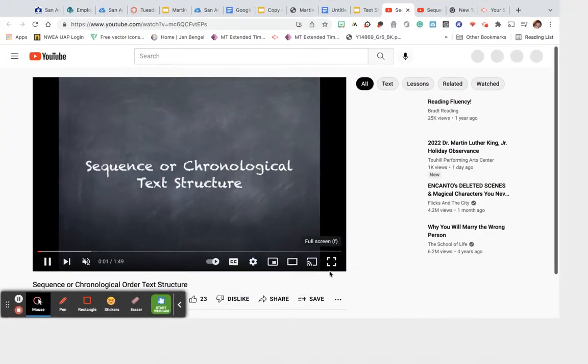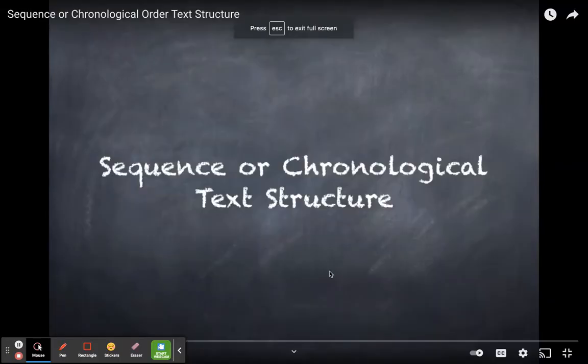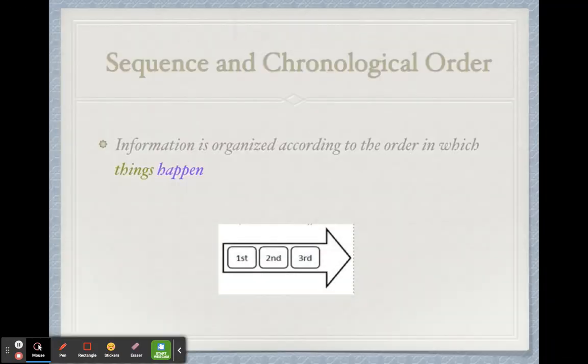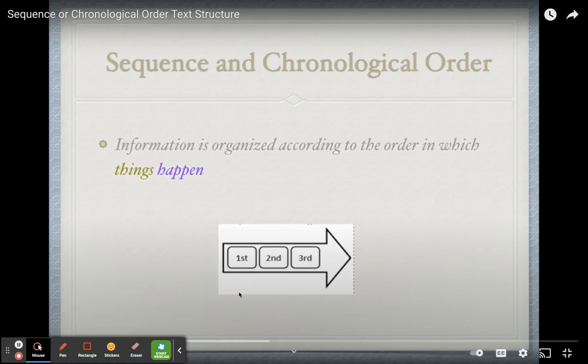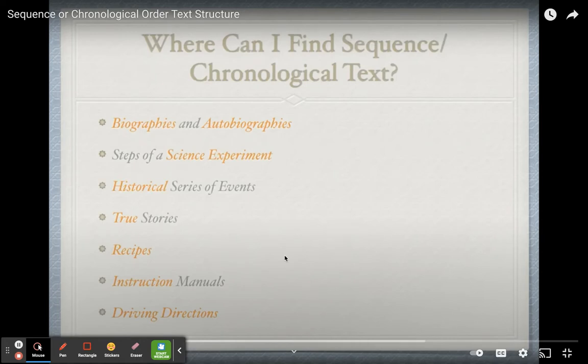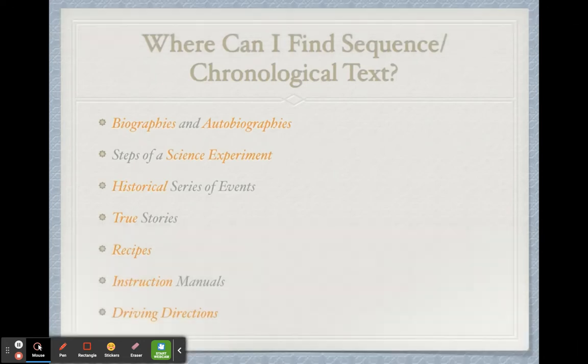All right. So, sequence, or some people call it chronological order, basically, this is when the information is organized according to the order in which things happen. So, if you see right here, first, second, third, that's the kind of thing that we're going to be looking at. So, where can I find sequence and chronological text?